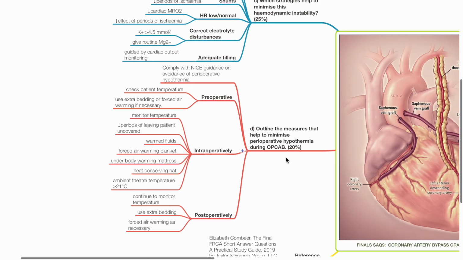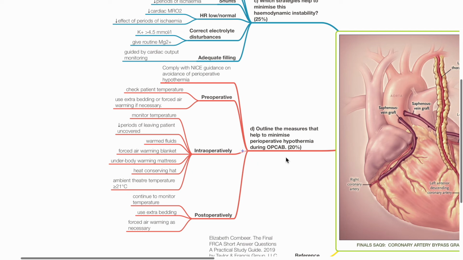D. Outline the measures that help to minimize perioperative hypothermia during off-pump coronary artery bypass. Measures should comply with NICE guidelines on avoidance of perioperative hypothermia. Preoperative measures include checking the patient's temperature and using extra bedding or forced air warming if necessary.